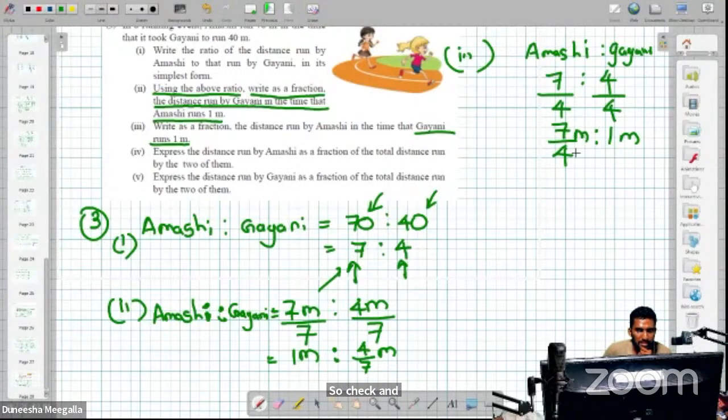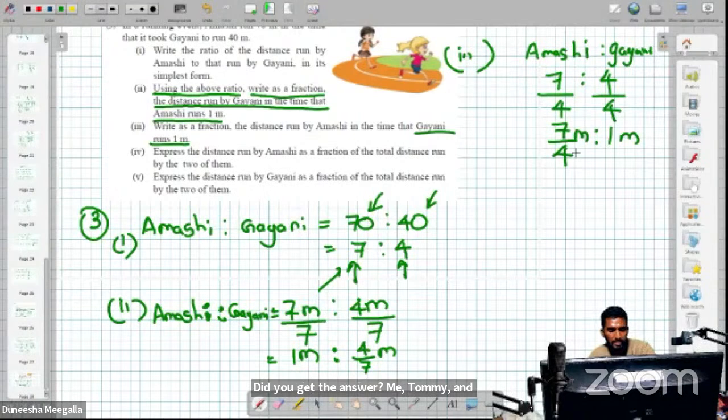Did you get the answer? These questions are still from grade 7. Okay, if you remember, you have to recall it. Then 7/4 meters, right? Yes, sir. Okay, fourth one.